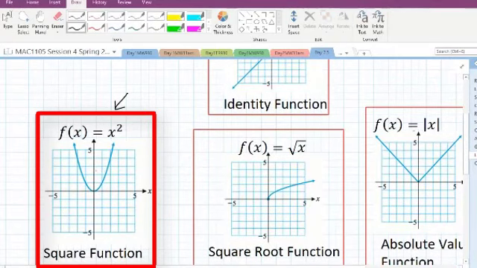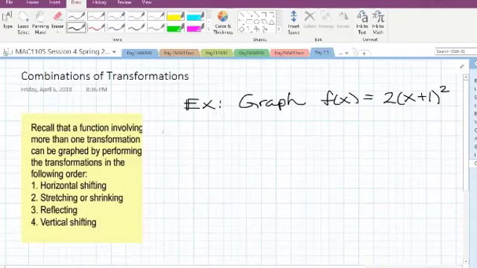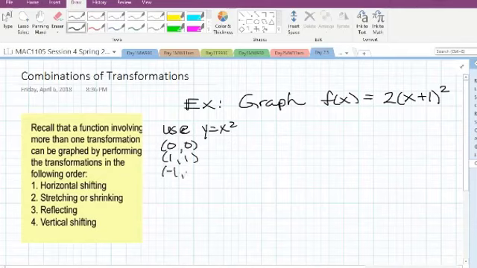And remember that we have 3 key points that we're always going to use for x squared. We're going to have (0, 0), (1, 1), and (negative 1, 1). And we're going to want to see what happens to these 3 key points. Now that I know that I'm going to use the parent function x squared, and that I'm going to be interested to see what happens to (0, 0), (1, 1), and (negative 1, 1). Okay, now I'm going to identify what types of transformations I have.